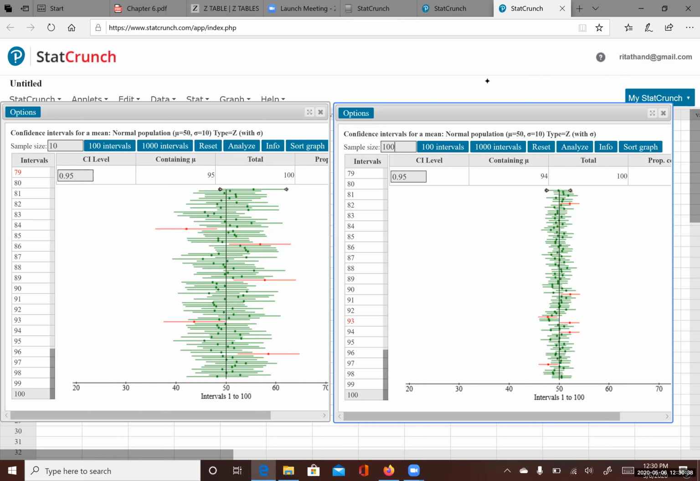And again, our goal is always to reduce the sampling error. The chance of capturing the population mean is the same, but the sampling error once you capture the population mean is smaller if the sample size is bigger.